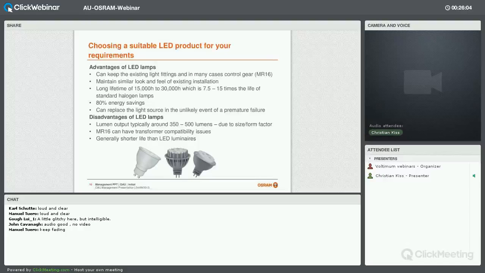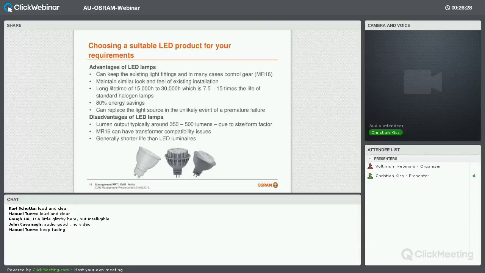MR16 can be problematic because effectively there can be a bit of limited compatibility with some lamps with legacy control gear in the marketplace. So you may have issues in that case, and I'll talk about that a bit further because I've got some common issues towards the end of this presentation.